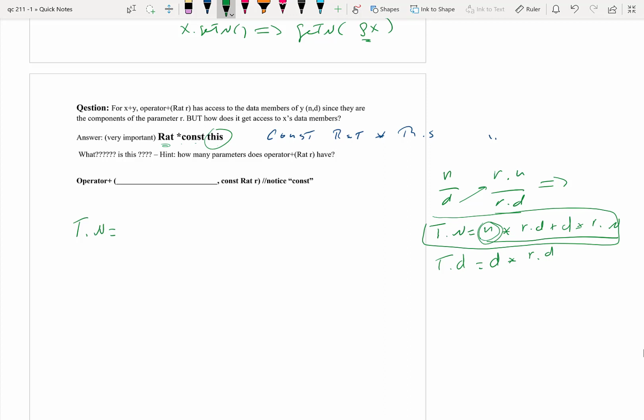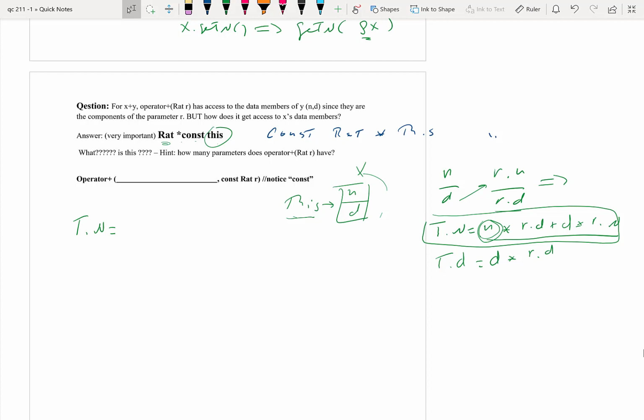Because n really is a pointer to x. X is on the left-hand side, and this is a pointer to this. This has a numerator and denominator. So this is a pointer to this. What is another name for this? This is something we've seen many, many times. What's another name for x? X is one name, but if this is pointing to x, this has another name as well. Its name is dereference x.